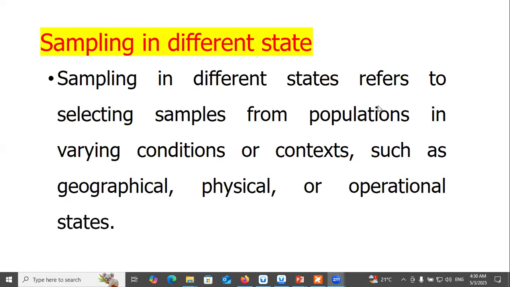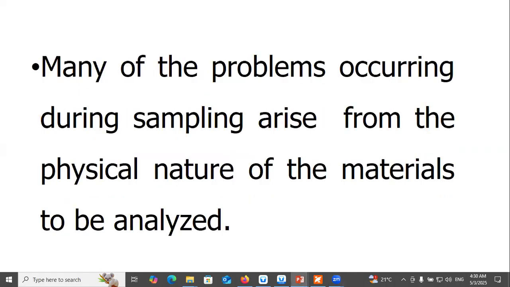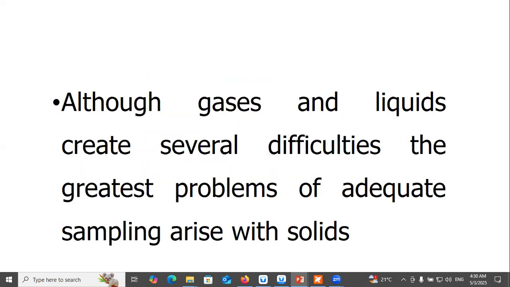Sampling in different states refers to selecting samples from populations in varying conditions or contexts, such as geographical, physical, or operational states. Many of the problems occurring during sampling arise from the physical nature of the materials to be analyzed. Although gases and liquids create several difficulties, the greatest problems of adequate sampling arise with solids.